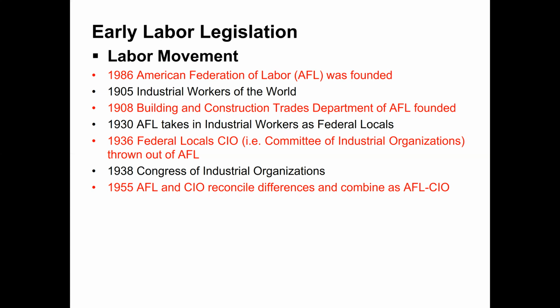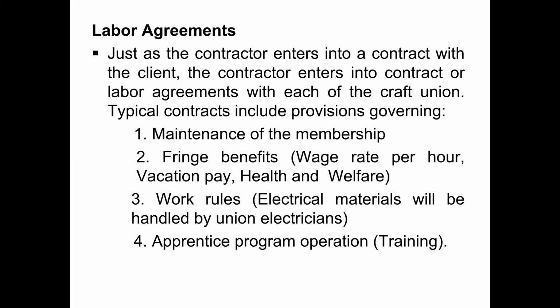There were the International Union of Elevator Constructors, the International Union of Operating Engineers, the International Brotherhood of Teamsters, the Laborers' International Union of North America, the Operative Plasterers' and Cement Masons' International Association, and the International Association of Sheet Metal, Air, Rail and Transportation Workers. There was also the United Association of Journeymen and Apprentices of the Plumbing and Pipe Fitting Industry of the United States and Canada, and the United Union of Roofers, Waterproofers and Allied Workers. So these were the AFL-CIO construction unions. With this background, we will move next to the labor agreement.